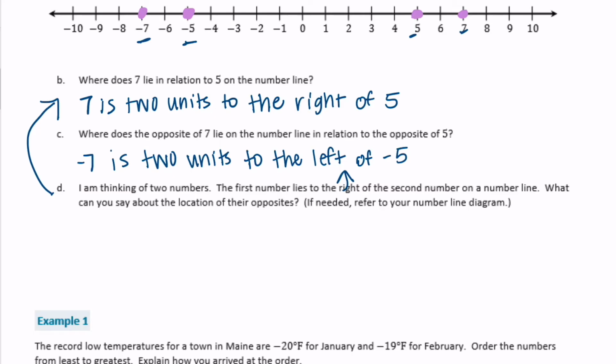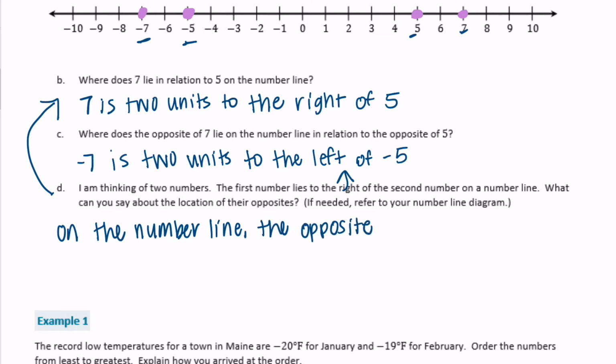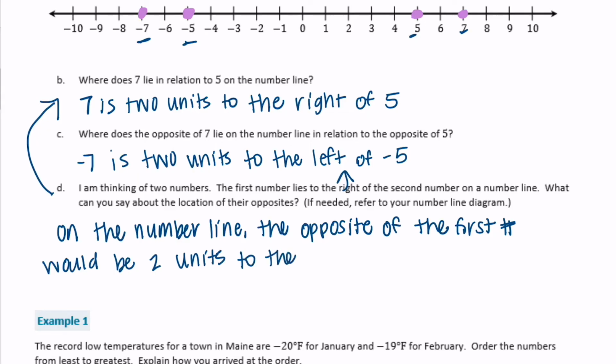So on the number line, the opposite of the first number would be 2 units to the left of the second number. Just like we saw in our example above.